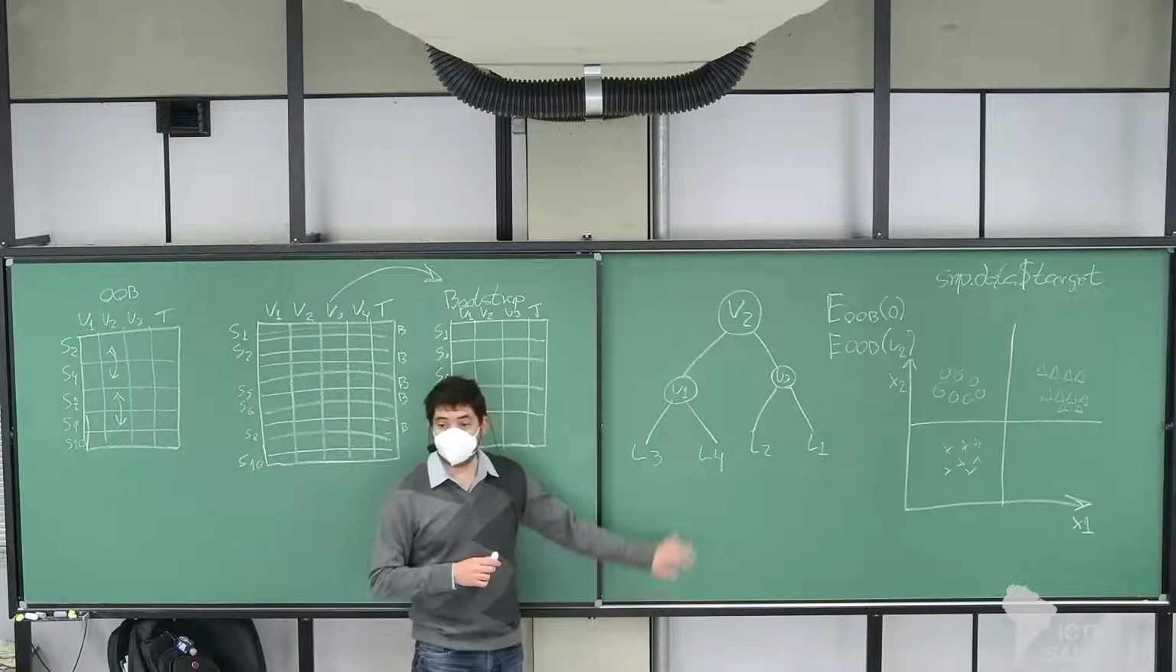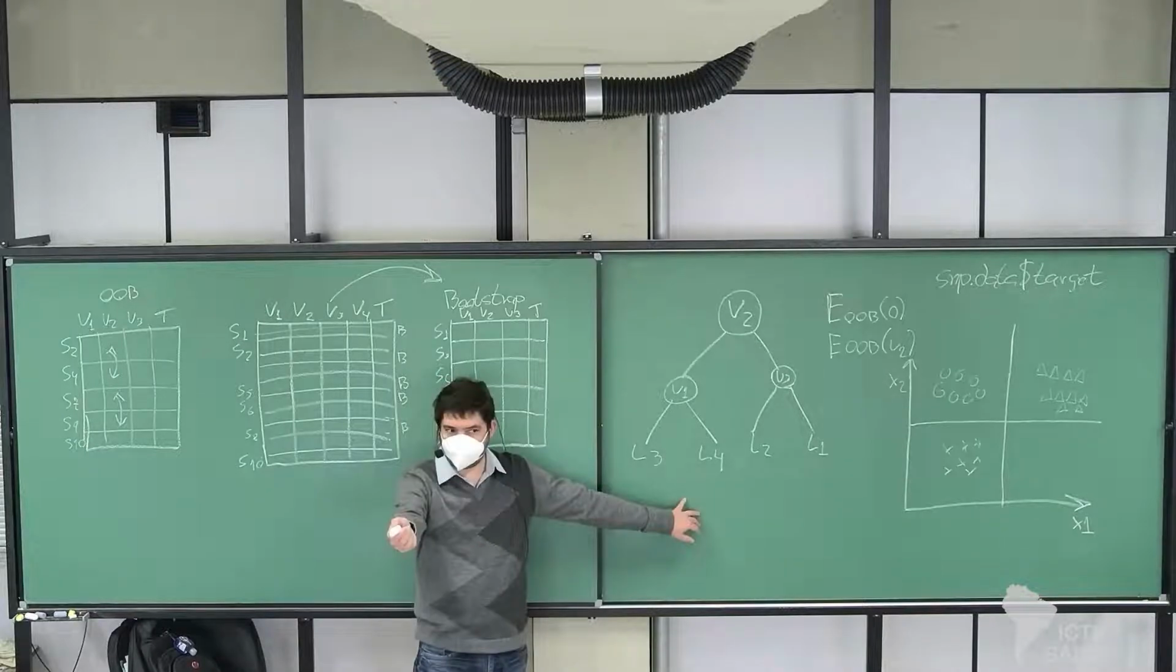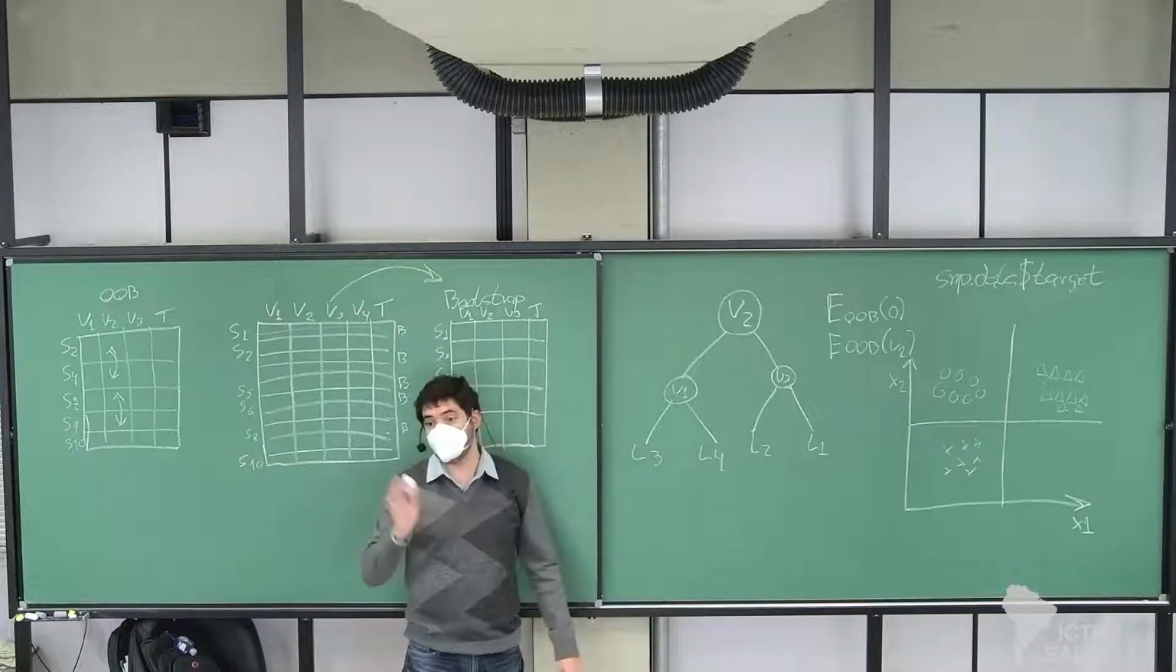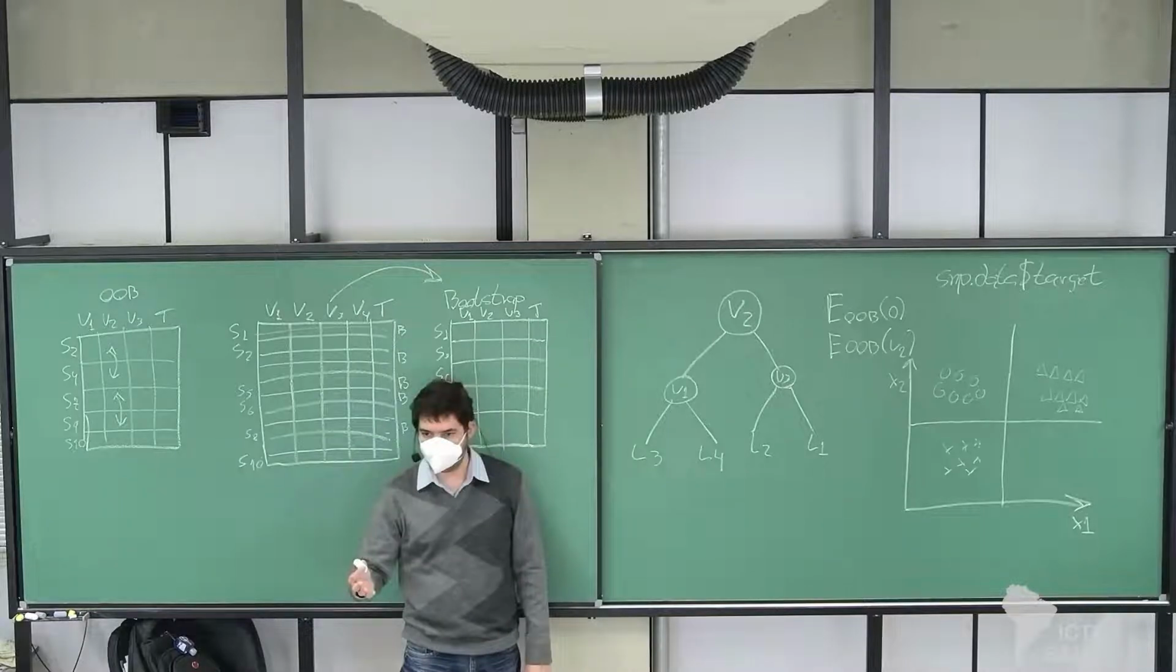So in machine learning, this is supervised learning. When you do clustering, then you don't have the target, then it's unsupervised learning. And in my opinion, it's much more challenging than supervised learning.